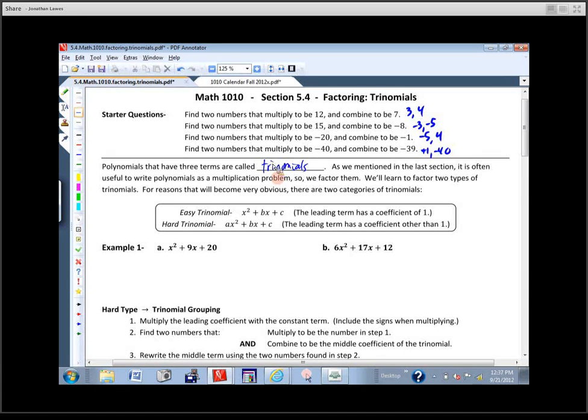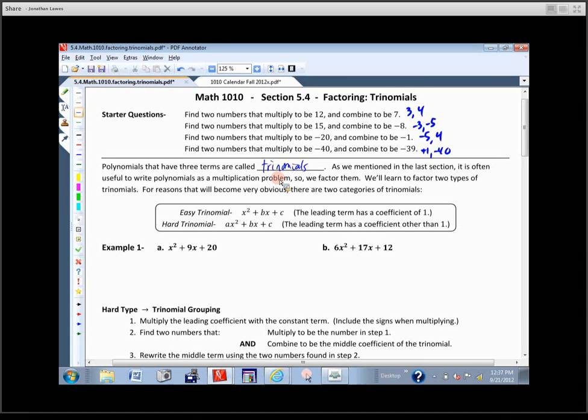So, if it's got 2 terms, we call it a binomial. 3 terms, it's a trinomial. What was one term again? I mentioned it the other day. We don't say this very often. We call it a monomial. Okay? All right. And it's very useful to write polynomials as multiplication problems. So write them as factored polynomials.